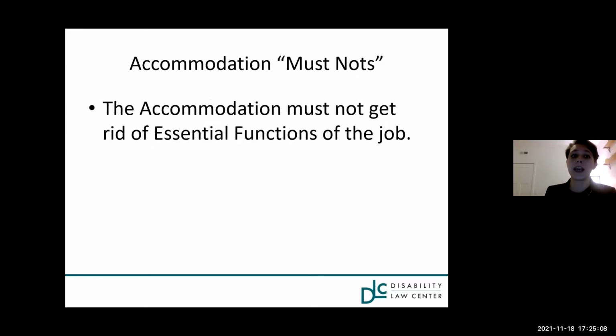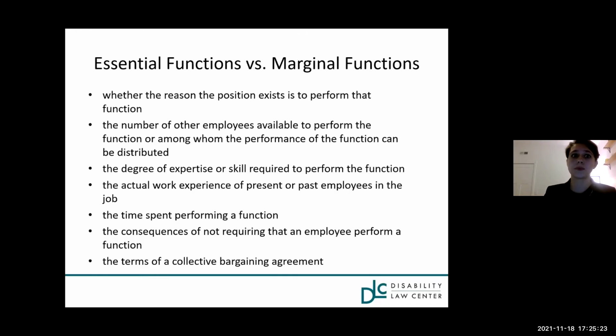So the accommodation can't get rid of the essential functions of a job. And I mentioned earlier that a qualified individual with a disability is someone who's able to perform those essential functions of the job with or without a reasonable accommodation. So how do we know what an essential function is? Well, there are essential functions that are core to the position, and there are marginal functions that aren't really important. And here are some of the different ways that we can figure out if an essential function or a marginal function is what we're talking about.